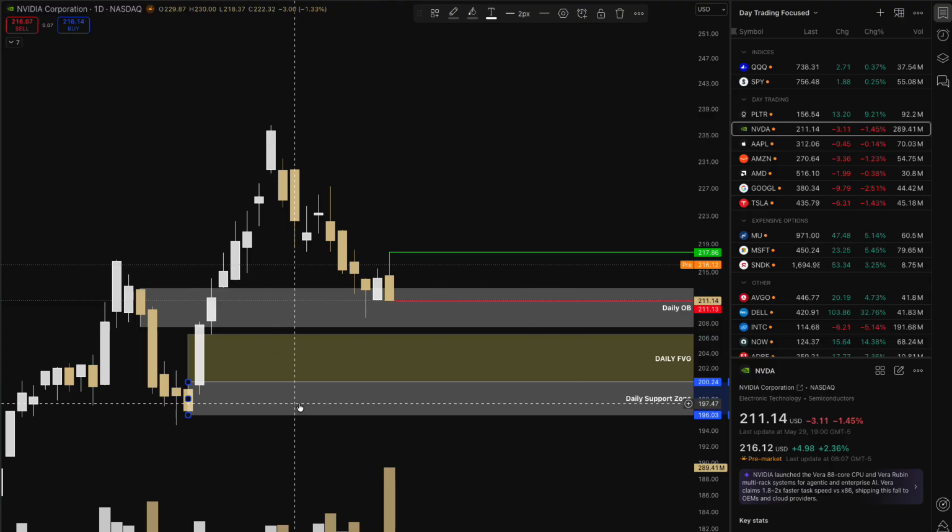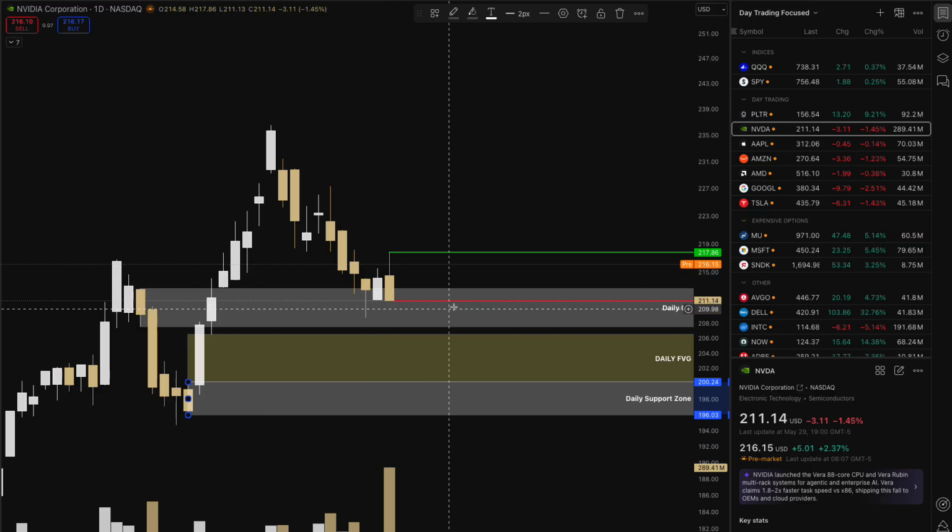So now there can be three scenarios. Either we can see the buyers stepping in from this zone, this order block here, or, if the price does not respect this order block, it can go down to fill the fair value gap and come down to this daily support zone from where the buyers initially started coming in.